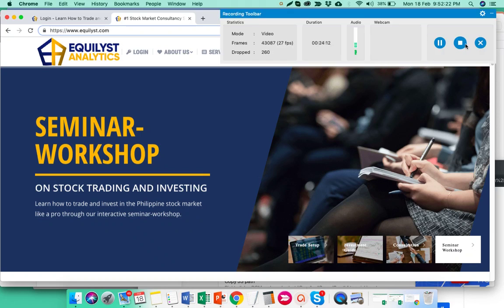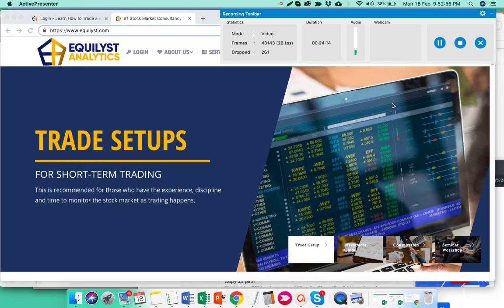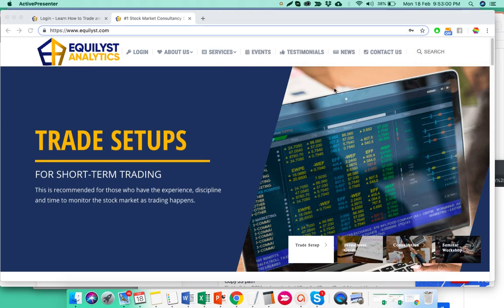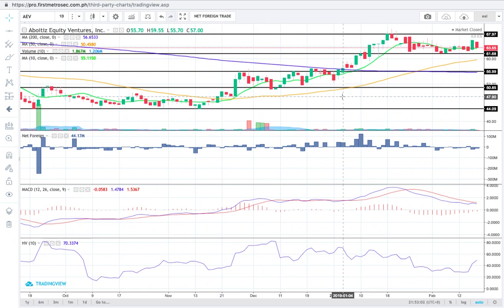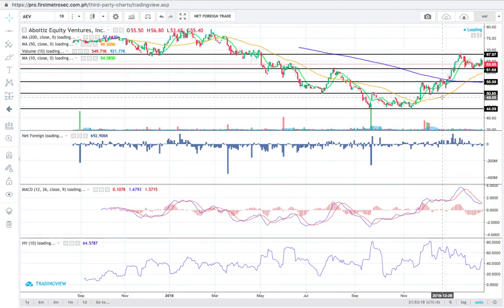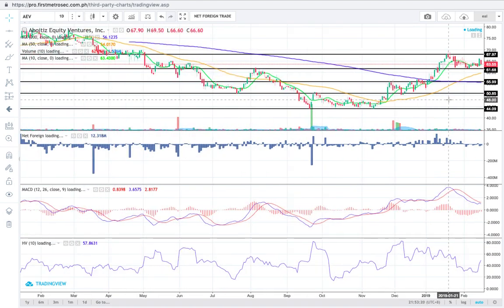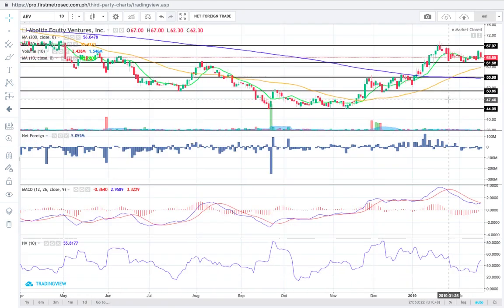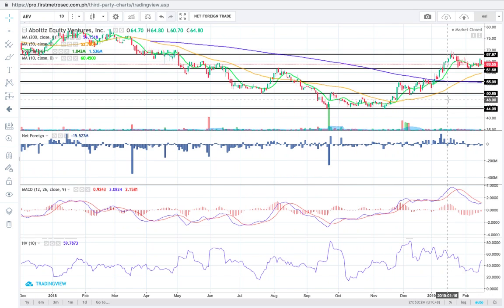Now let's take a look at this one. Let's see what's the next stock that we have here. If you don't have a position yet on AEV and you would like to participate in trading this stock, I would say, just do a test buy.